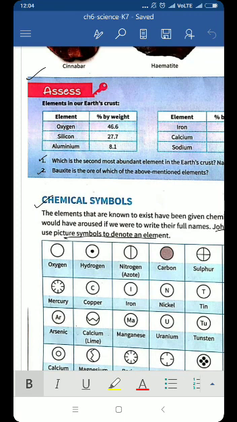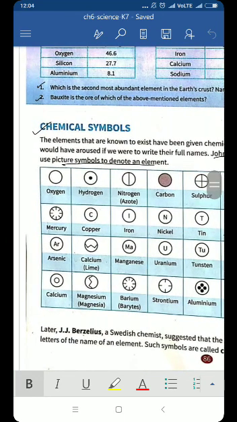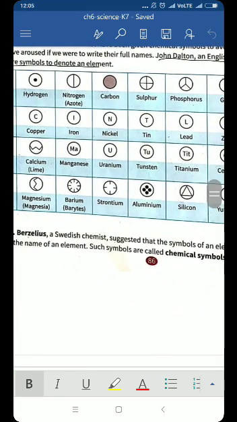Okay. Now our next topic is chemical symbols. Various elements were given chemical symbols in order to avoid confusion. It was John Dalton who was the first one to use picture symbols. For example, he used the picture symbol for oxygen as a circle, and for hydrogen a circle with a dot in it. Similarly, the rest of the elements, you can go through that.